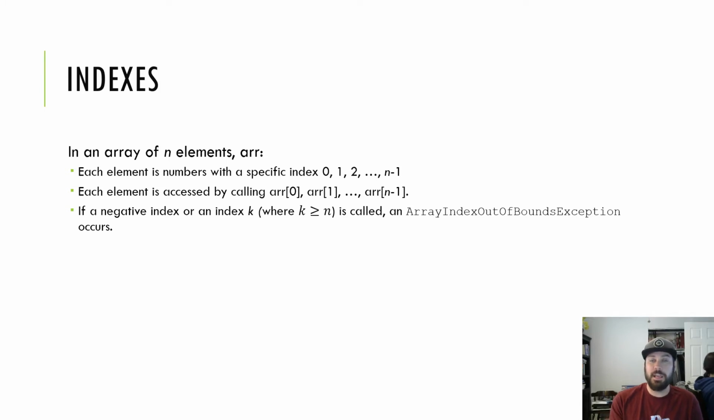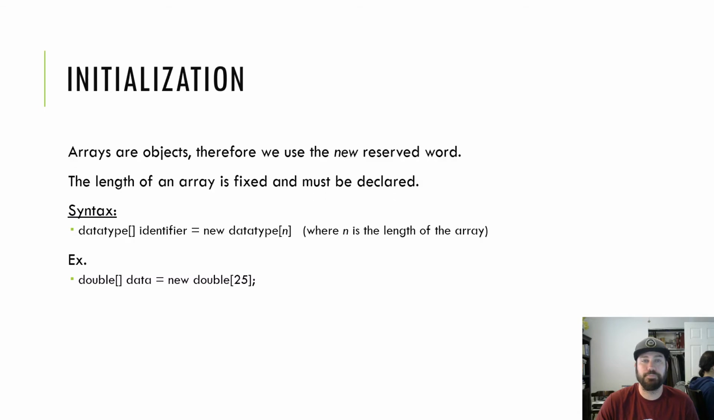If a negative index, or an index, let's call it k, where k is greater than or equal to n, is called, then we get something called an index out of bounds exception, or array index out of bounds exception. This will cause the program to stop running, and it won't complete. So if we wanted to have some sort of output at that point in the program, it won't run. So this is an exception, which is a type of runtime error. The code will compile and it will attempt to run the program, but then it'll say that the run has failed, and that this is the reason, the array index out of bounds exception.